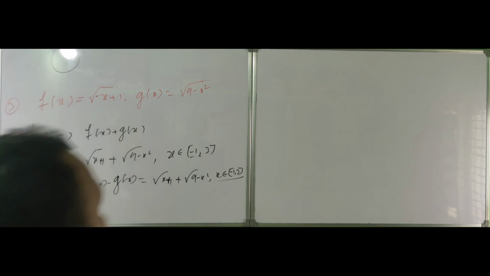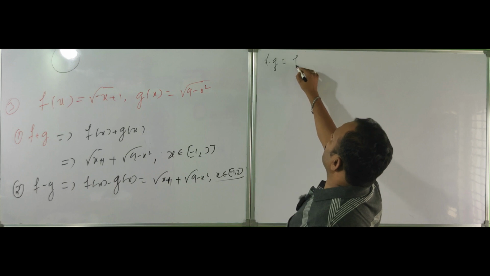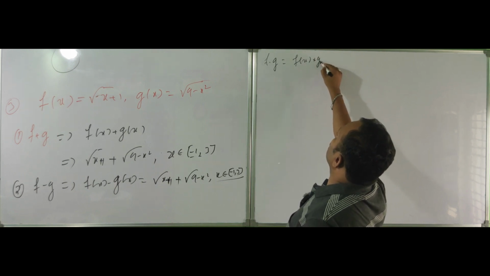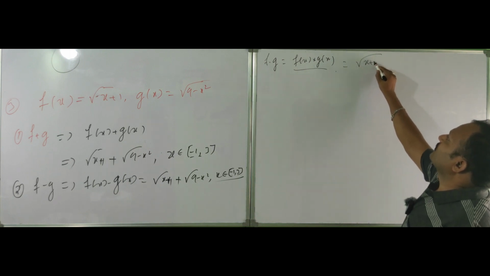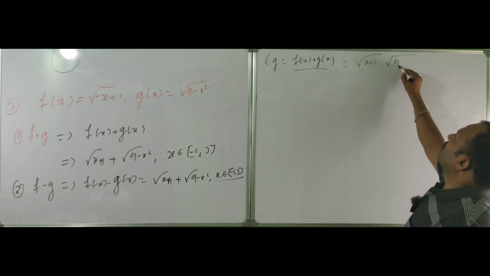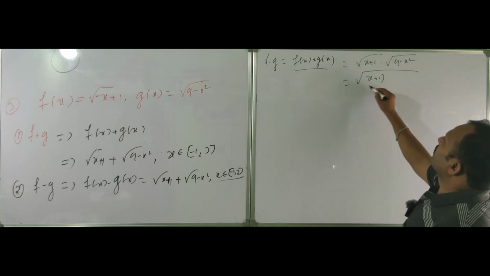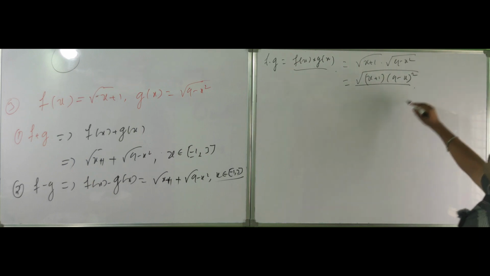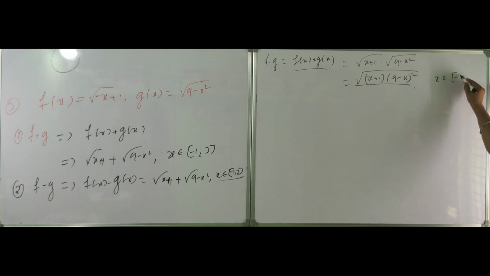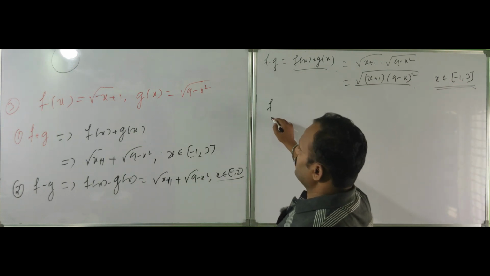Next is f into g. I will write f of x into g of x, which is equal to square root of x plus 1 into square root of 9 minus x square. This becomes square root of x plus 1 into 9 minus x square. Again the domain is x belongs to minus 1 to 3, valid only.